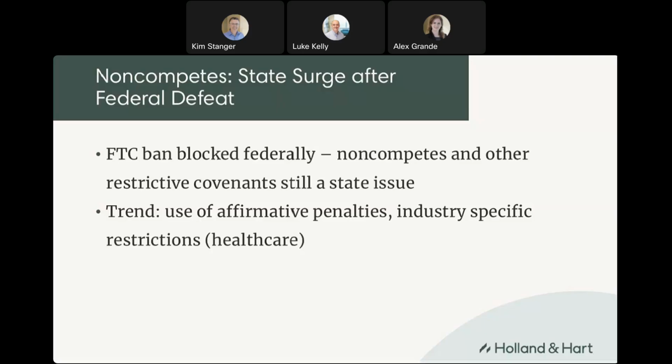Ever since the FTC ban was permanently blocked, there have been a number of states that have taken it upon themselves to promulgate additional rules in the non-compete, non-solicit space, more generally referred to as restrictive covenants, and have taken proactive action there. There's also a certain trend that I want folks to be aware of, and none of these have shown up in the more recent rules or laws that have gone into effect, but certain states, and Washington comes to mind since it's right next door to Kim and me here in Idaho, we're seeing now the use of affirmative penalties at the state level.